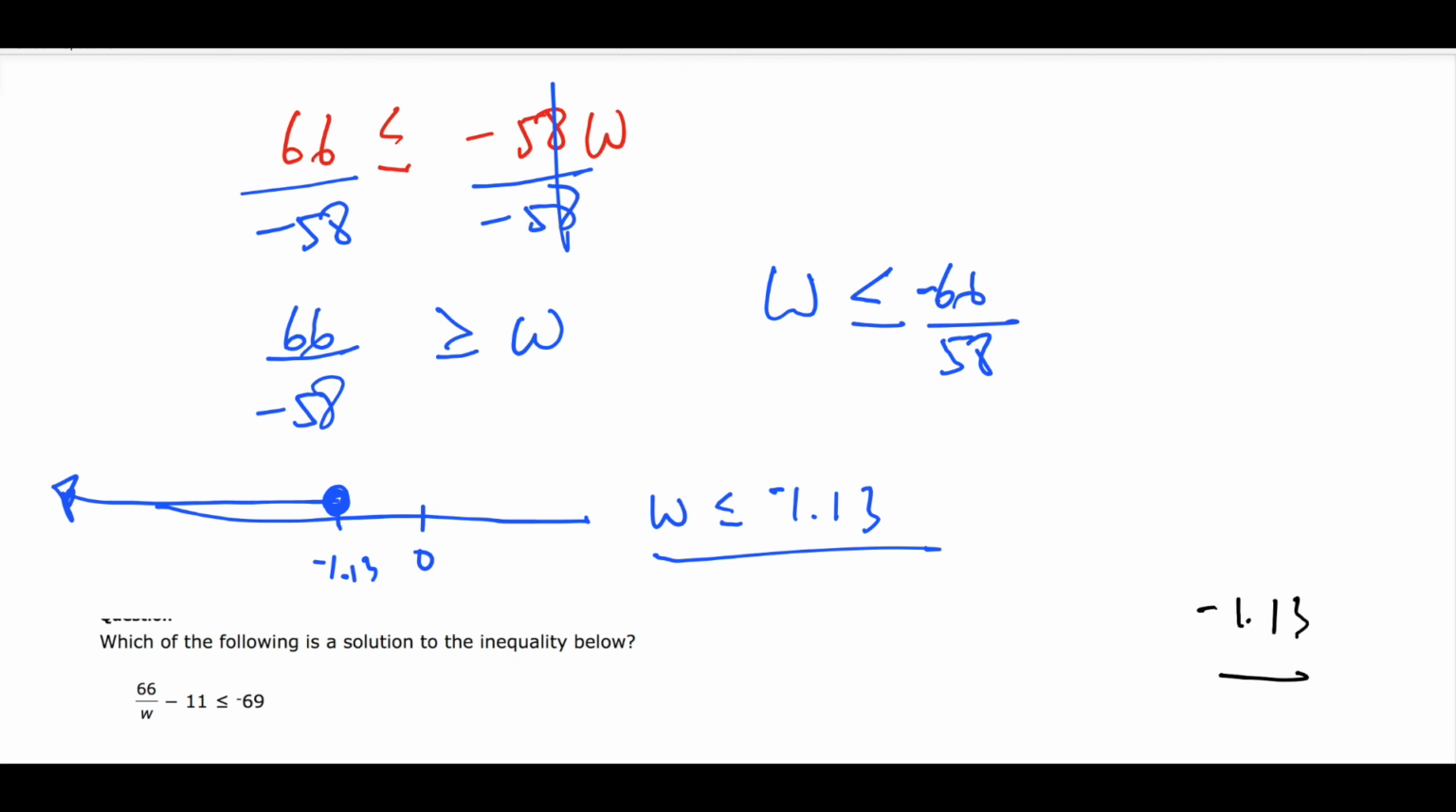Even if you plug in 1, 66 is less than or equal to negative 58. Not true. But what if you plug in negative 1? That is still not true, because it has to be beyond negative 1.13. But W has to be negative, right? Yes, it does.